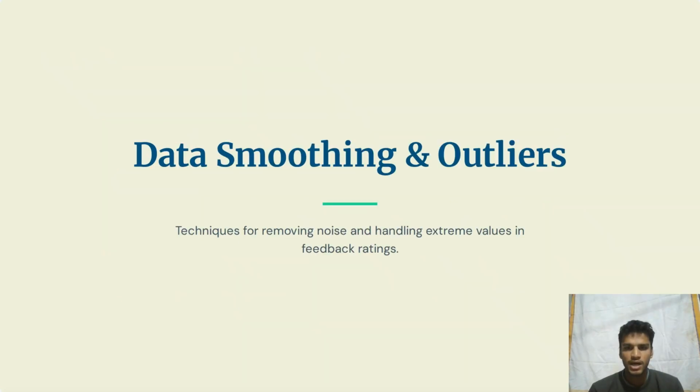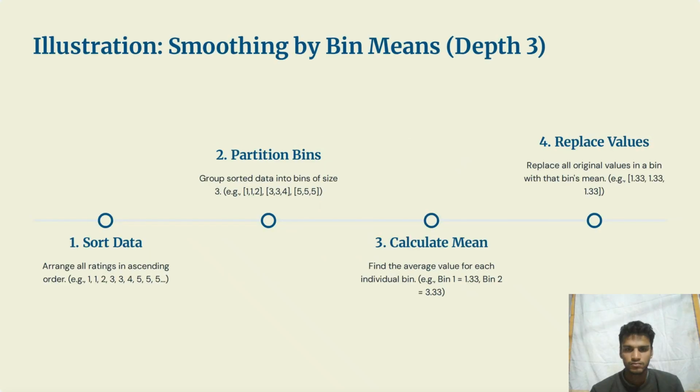Data smoothing and outliers: techniques for removing noise and handling extreme values in feedback ratings. Smoothing by bin means: first, sort data. Arrange all ratings in ascending order. Second, partition bins: group sorted data into bins of size 3. Third, calculate mean: find the average value for each individual bin. Fourth, replace values: replace all original values in a bin with the bin's mean.